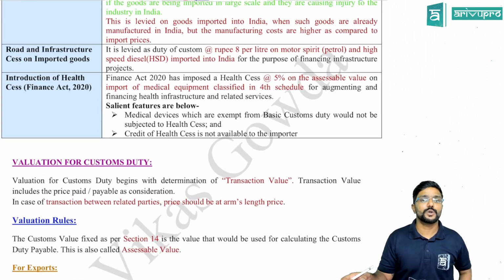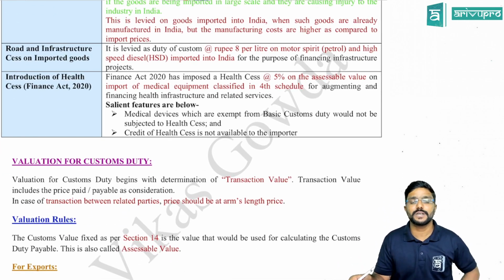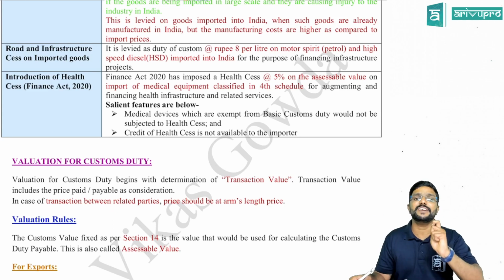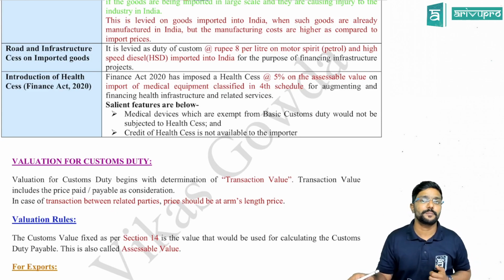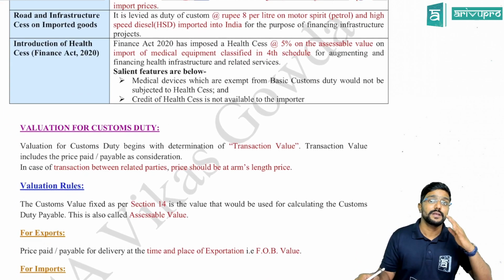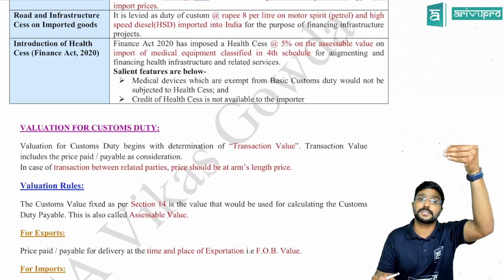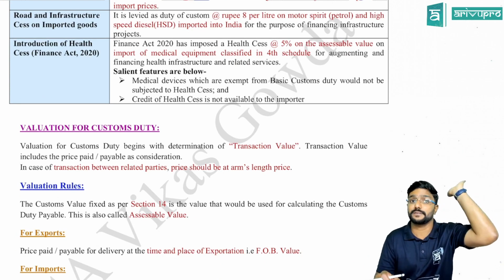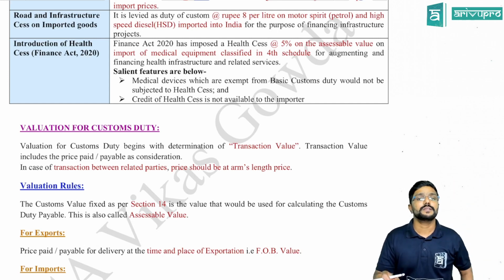Then coming to road and infrastructure cess on imported goods, that is only on petrol and diesel. It will be levied at 8 rupees per litre whenever petrol or diesel is imported. This is in addition to basic customs duty plus CVD and SAD that will be there. In addition to that, this cess.